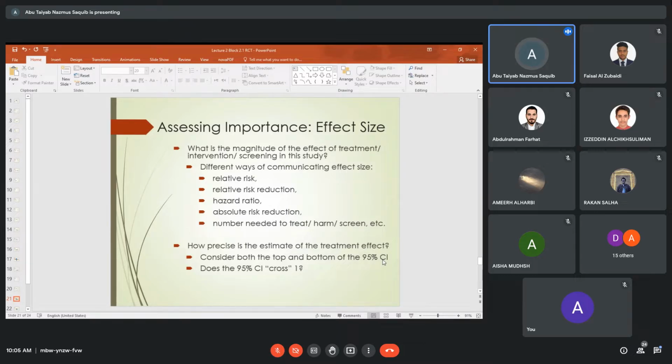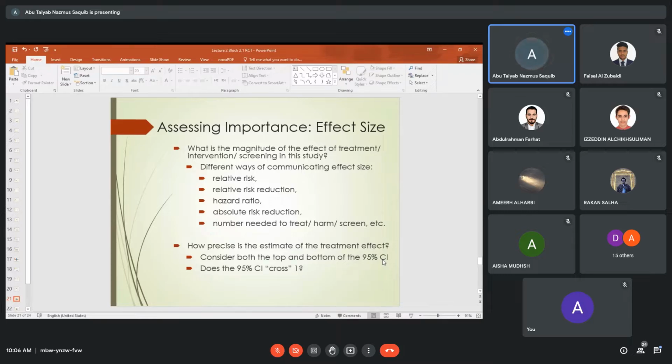If it contains 1, not significant, khalas. If it does not contain 1, it is significant. And after that, you go to the second step. If it is significant, how significant is it? And then you look at the effect size. If it is huge, you have a high confidence, but if it is low, you have low confidence.